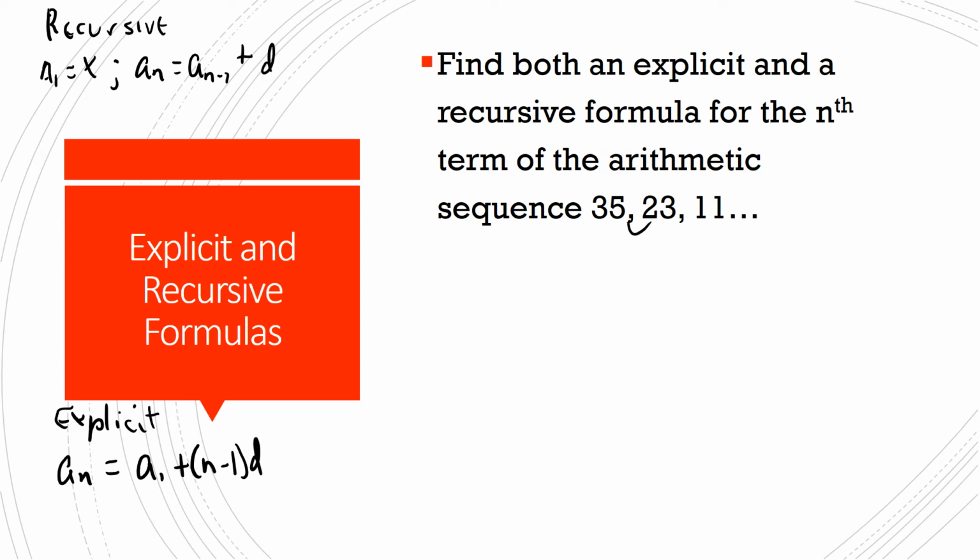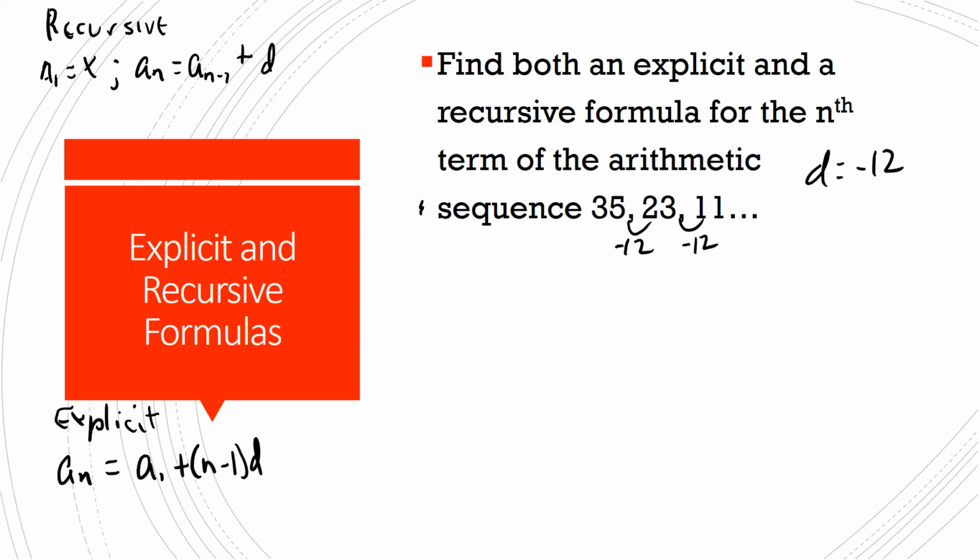Well, if I subtract 35 from 23, I get negative 12. And 23 minus 11... rather, 11 minus 23 is also going to give me negative 12. So my common difference is negative 12. And with this information, we can then write both an explicit and a recursive formula.